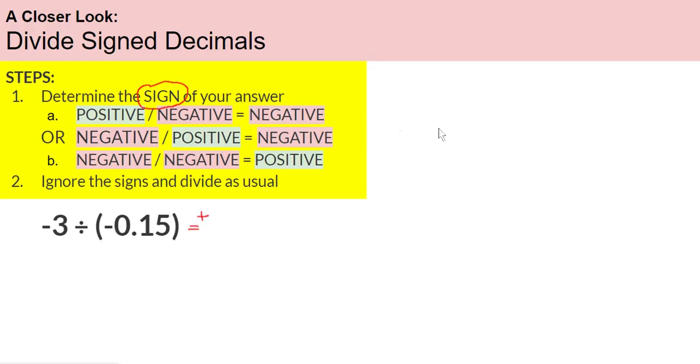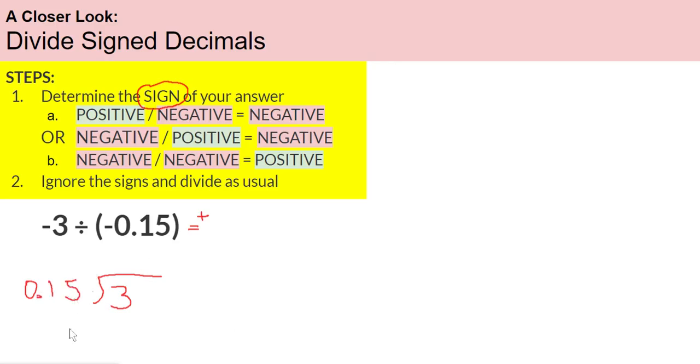Let's just divide. Be careful how we write this. Let's double check to make sure this is okay. I'm going to write it down here. It's 3, remember, we're getting rid of the negatives, divided by 0.15.